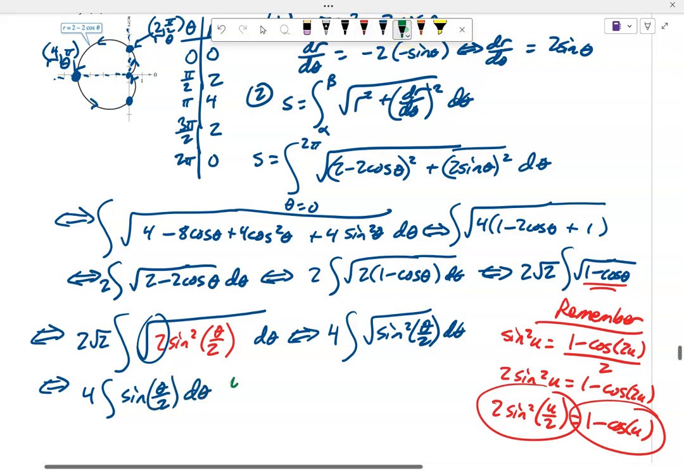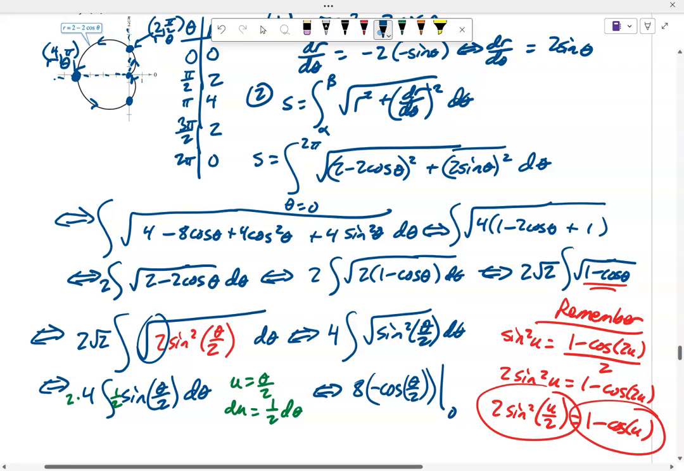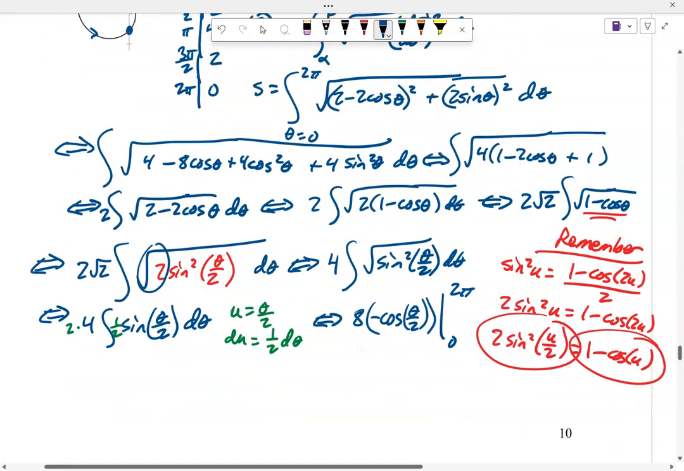And now I'm going to let u be theta over 2. So du is 1/2 d theta, so 1/2 multiplied by 2. So we've got 8 times the integral of sine of u du. The integral of sine is negative cosine u, which in this case is theta over 2, from 0 to 2 pi.